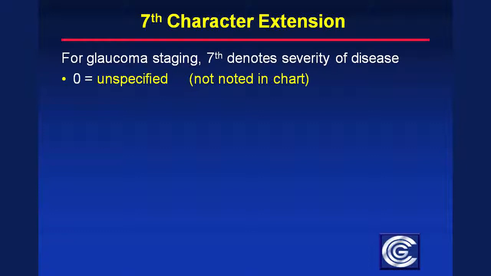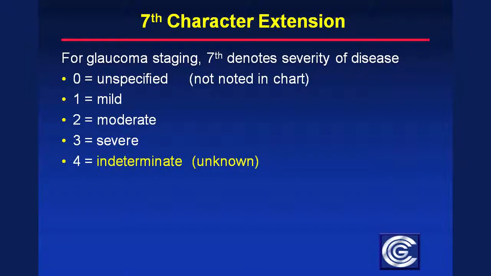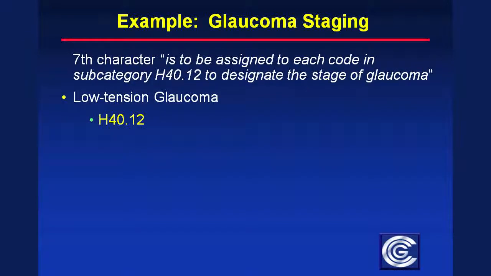Another use of the seventh character extension is for glaucoma staging. 0 signifies unspecified. The glaucoma stage is not noted in the chart. 1 signifies mild. 2 signifies moderate. 3 signifies severe. 4 signifies indeterminate, which means that the physician doesn't know the glaucoma stage, possibly because the patient cannot follow instructions for the perimetry test. The glaucoma staging rules remain the same as in ICD-9 to describe mild, moderate, and severe. However, ICD-10 stipulates glaucoma staging by eye and doesn't follow the concept of code worst eye used in ICD-9 since October 1st, 2011.